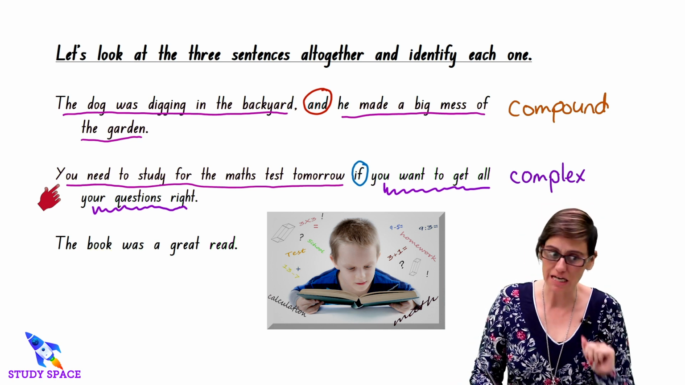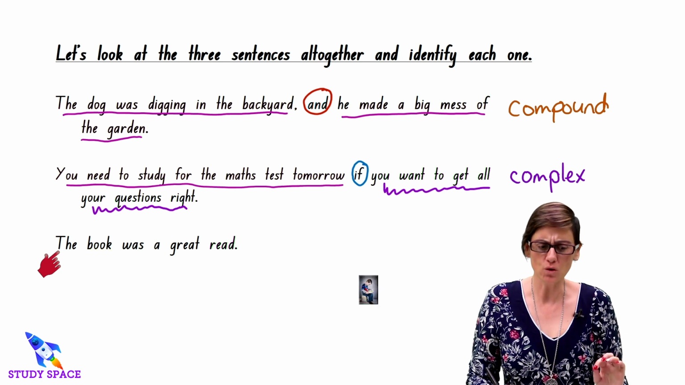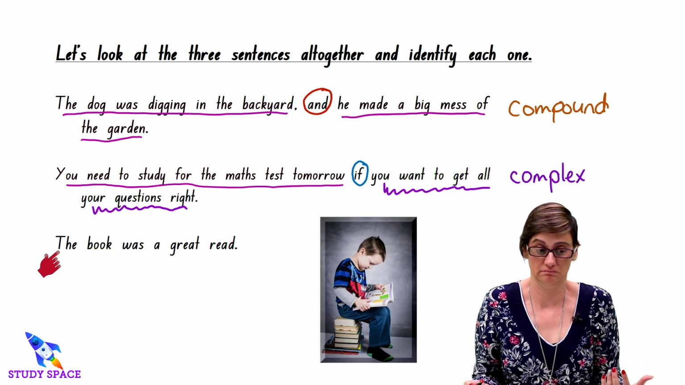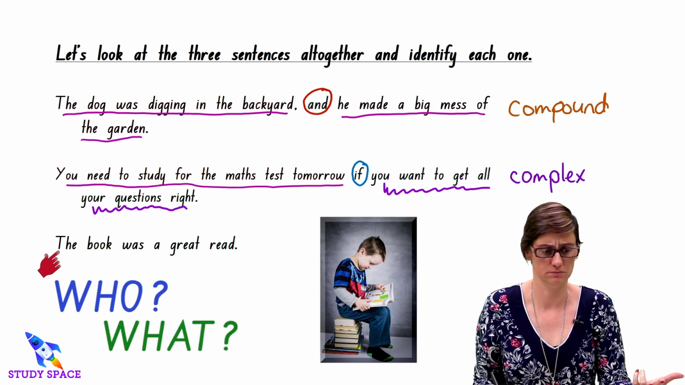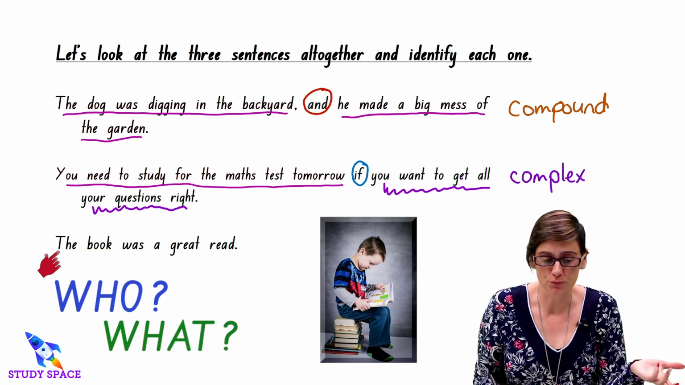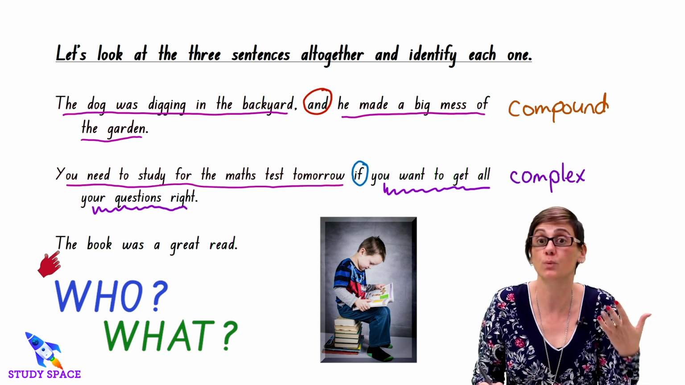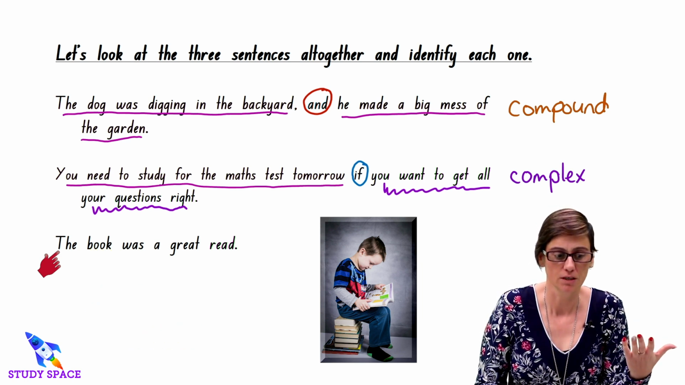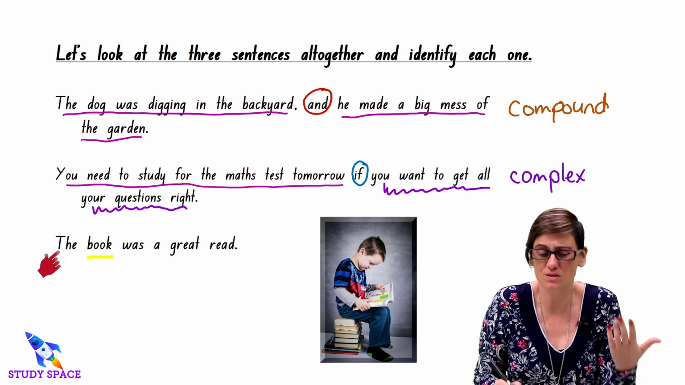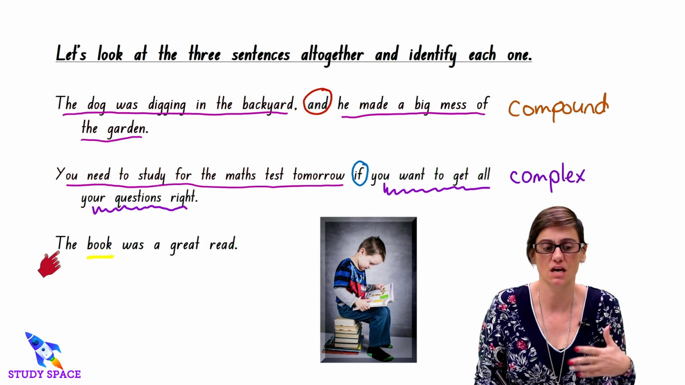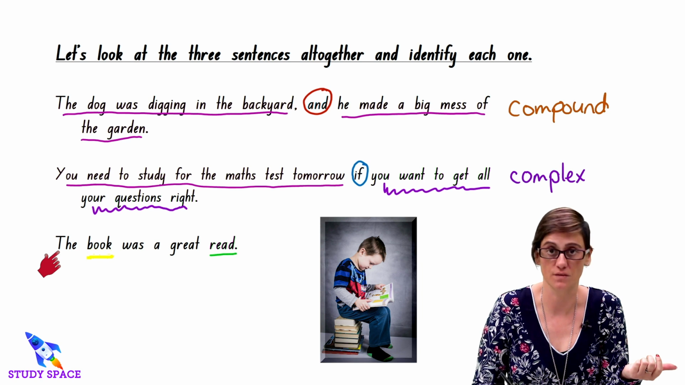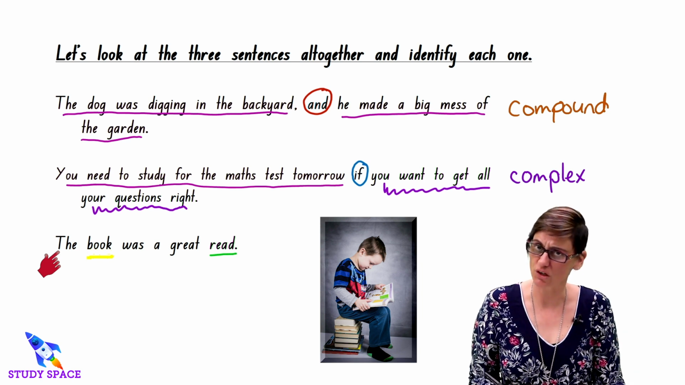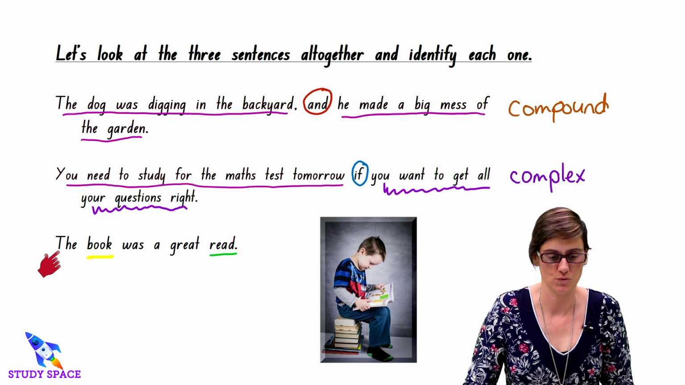Okay, so let's have a look at our last one. The book was a great read. So let's have a look for the who and the what. So who's the who? Who in this sentence is the book. Okay? So the book is my who, and what was it doing? It was a great read. Okay, so read is what they're doing. So what sentence is this, boys and girls? It's a simple sentence.